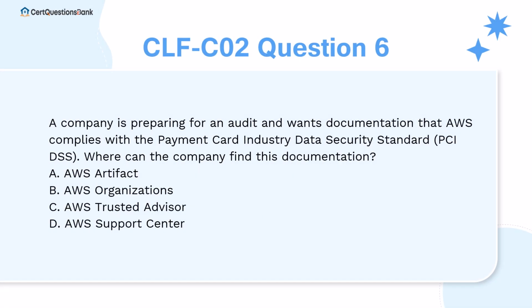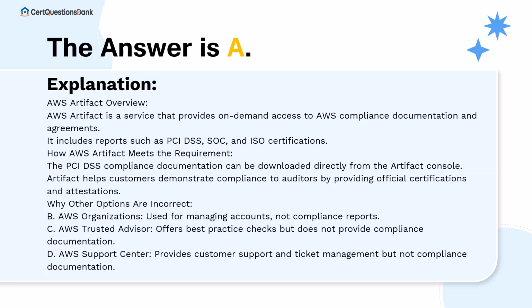A company is preparing for an audit and wants documentation that AWS complies with the Payment Card Industry Data Security Standard, PCI-DSS. Where can the company find this documentation? A. AWS Artifact. B. AWS Organizations. C. AWS Trusted Advisor. D. AWS Support Center. The answer is A.